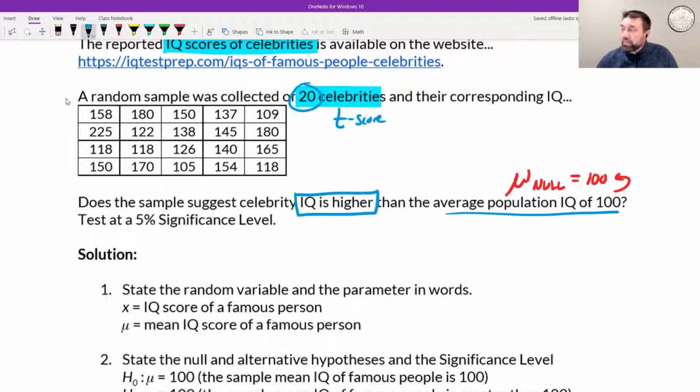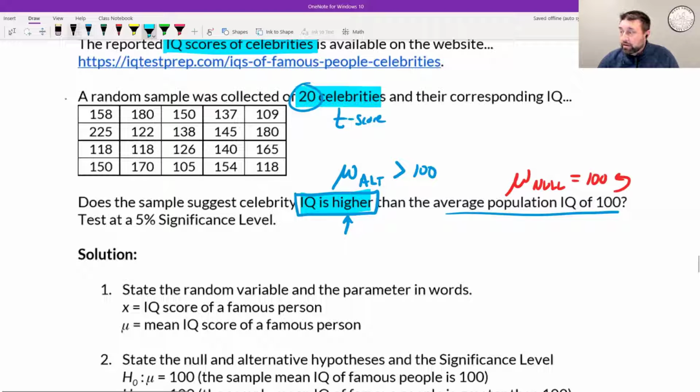We believe that the IQ of celebrities is higher. So we think that our alternative hypothesis is greater than 100. We think that it's greater than the null. Why greater than? Because this says higher than. So this is important, to be able to interpret these vocabulary terms.